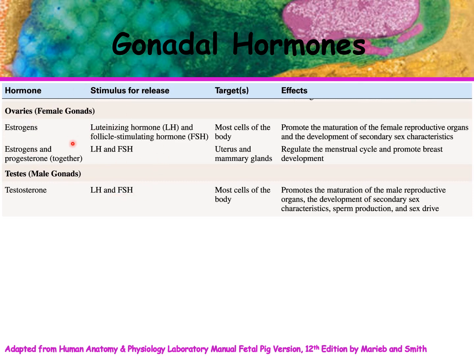So when the ovary is stimulated by LH and FSH, it helps us to have secondary sexual characteristics like the development of breast take place. It helps in the regulation of the menstrual cycle. It helps to promote breast development. And we will see that it will help to maintain pregnancy later on.